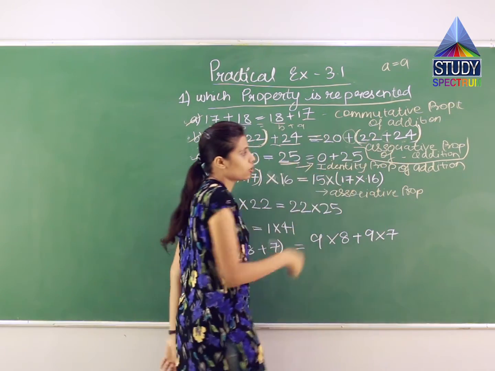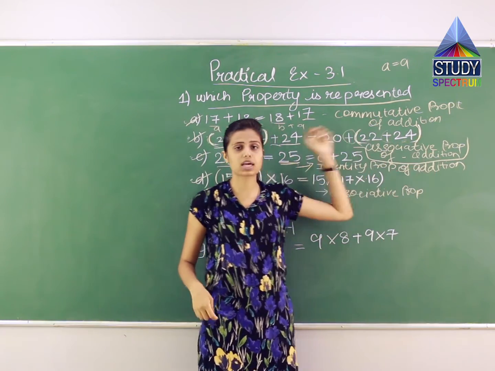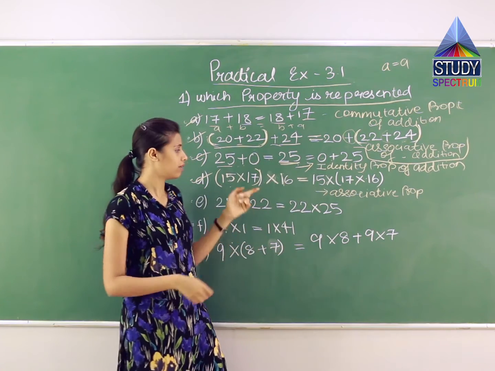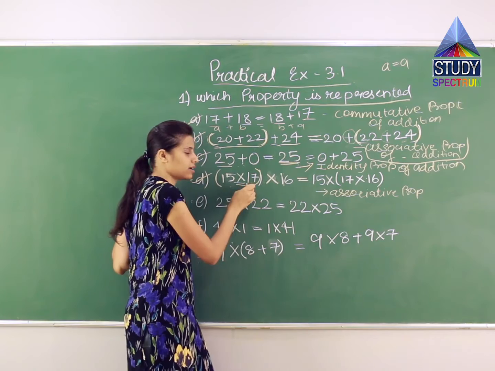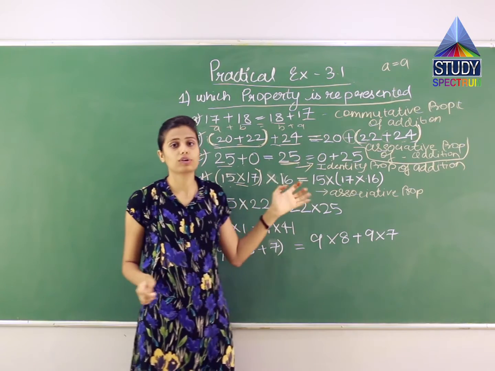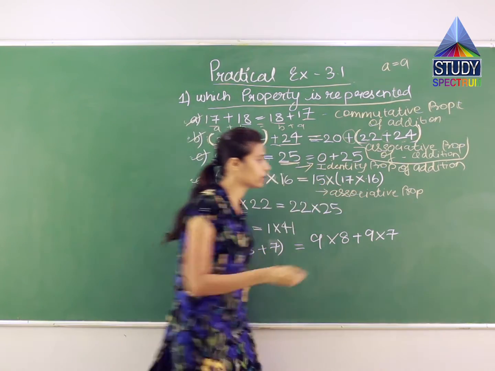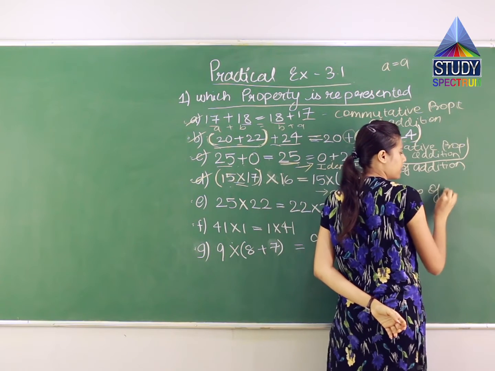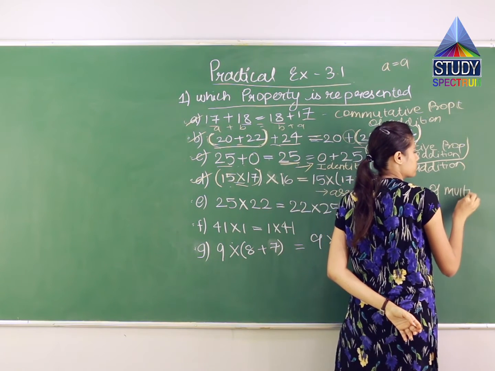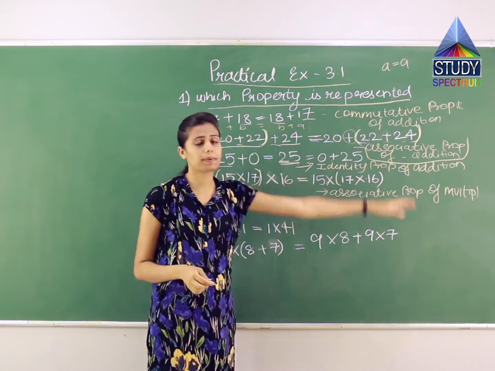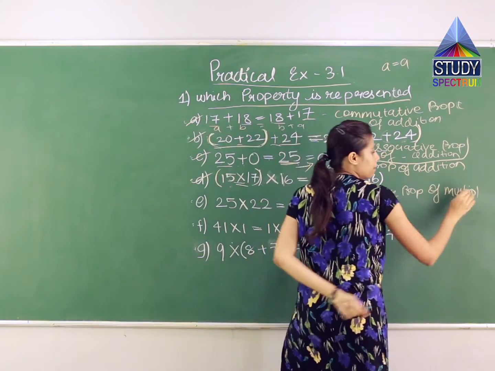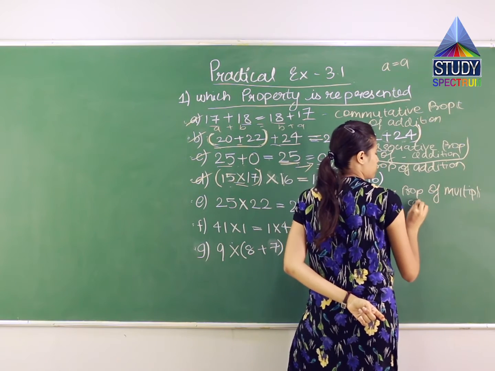This was associative property of addition because there was an addition sign between them. Over here in the question, is there any addition sign? No. Which sign is there? Multiplication sign. So it will be what? Associative property of multiplication. Right? So it is associative property of multiplication.